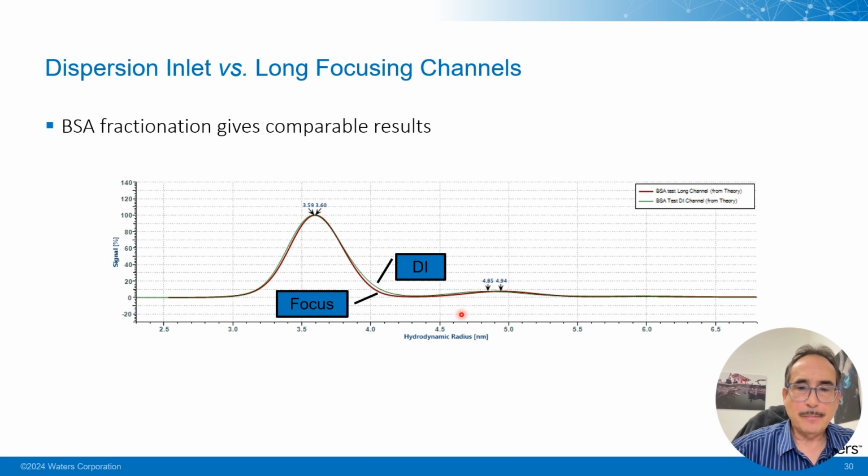How well does it work? Here is the dispersion inlet channel, showing the percentage of the sample as a function of size, where I've converted now the fractionation of BSA into the monomer and dimer. And here's the focusing channel. Indeed, the focusing channel has slightly better resolution. You get slightly better plate counts, but the difference between the DI channel and the focusing channel is pretty small. And so the simplicity trumps, for most cases, the benefits from the focusing channel. So this has become a very popular alternative to the focusing channel. They both have their roles, but this is seeing more and more use because it is so simple.